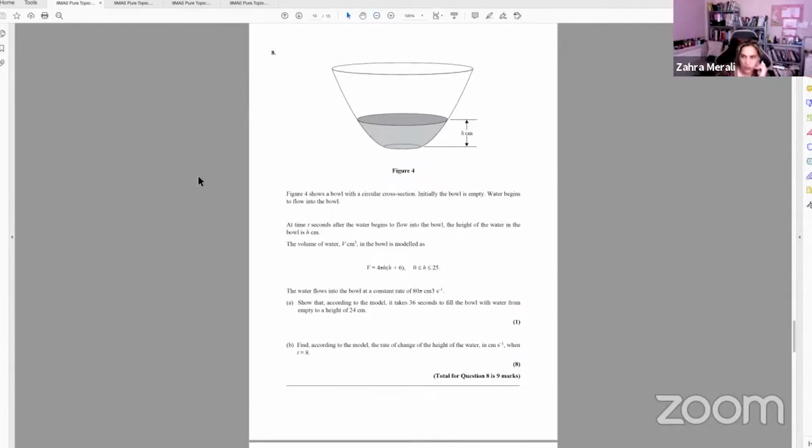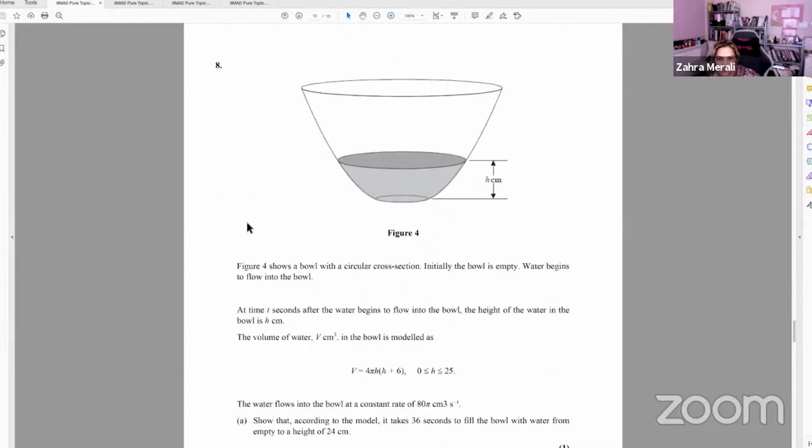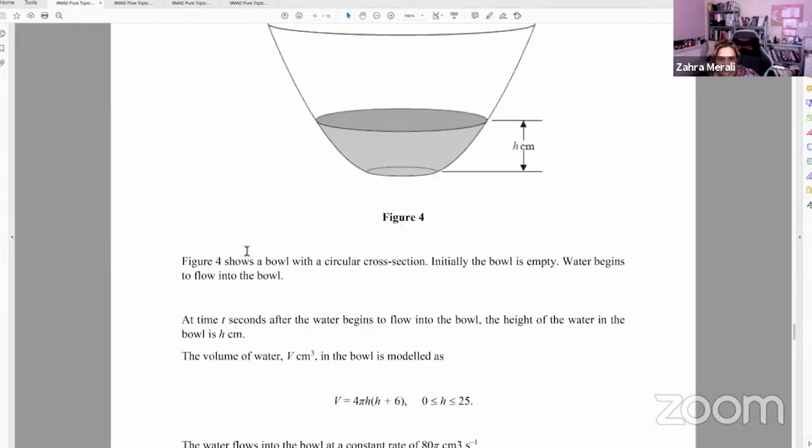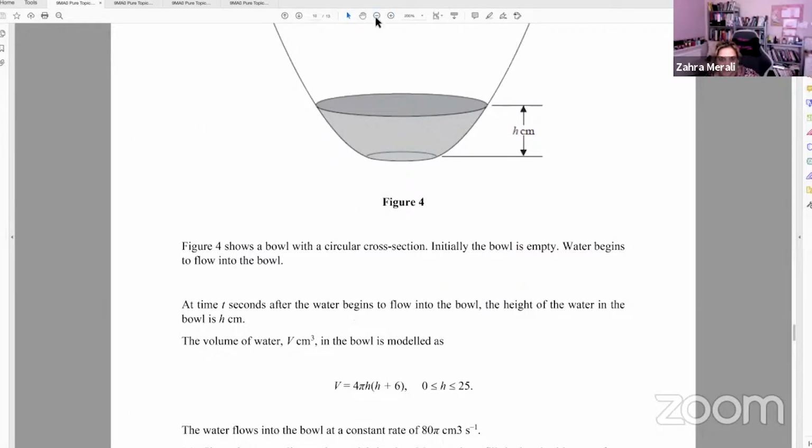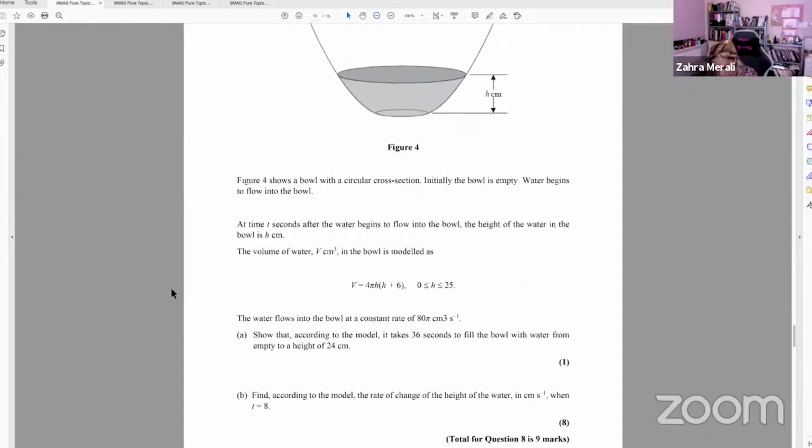We've got a bowl, water begins to flow into the bowl. At time t, after the water begins to flow, the height of the bowl is h. The volume is modeled as. So whenever you do questions like this, let's just increase it so you can see what we're talking about. Let's just do the first bit. All right, I think there's a typo. That should just be centimeters cubed.